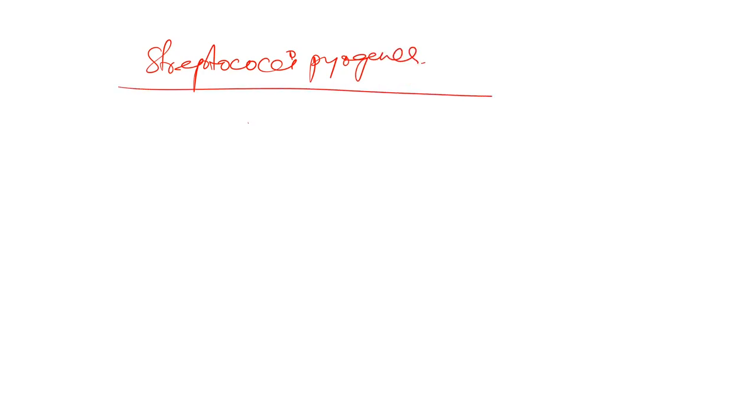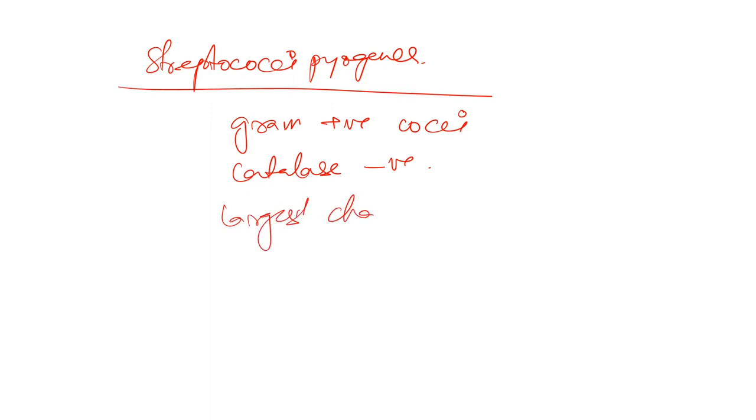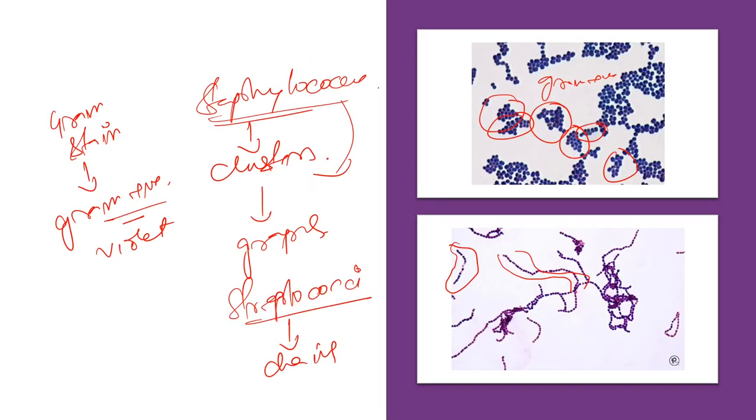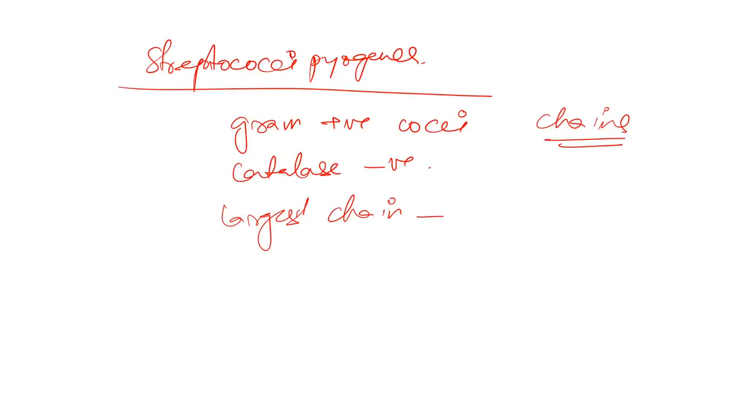This is gram positive cocci. And this is catalase negative. I have told you before, this is catalase negative. Theek hai? Largest chain of streptococci, I told this also, that they are found in chains. This is the picture. This is streptococci found in chains. Okay, so largest chain is found in Streptococcus salivarius. Theek hai? Now let's talk about the culture media.